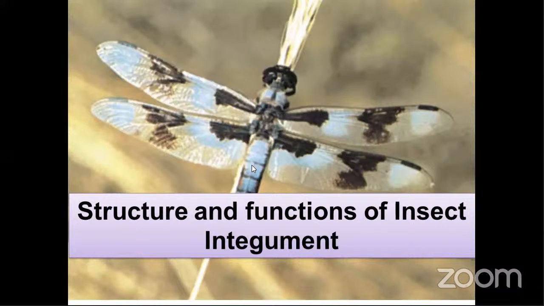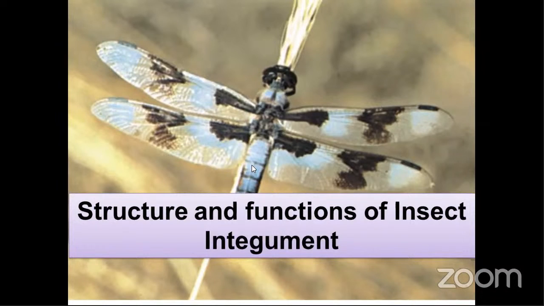Endoskeleton is different, and exoskeleton is different. Exoskeleton means the external covering of the insect body. The integument of an insect forms the skeleton of the insect body. It also provides areas for muscle attachment.